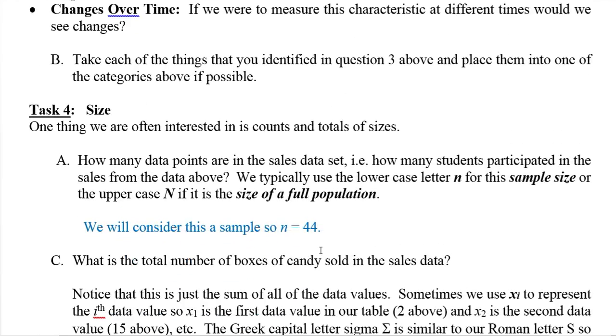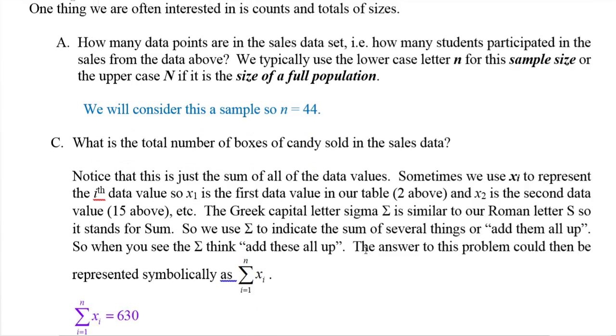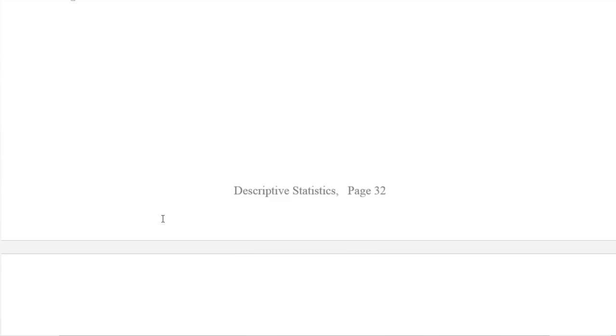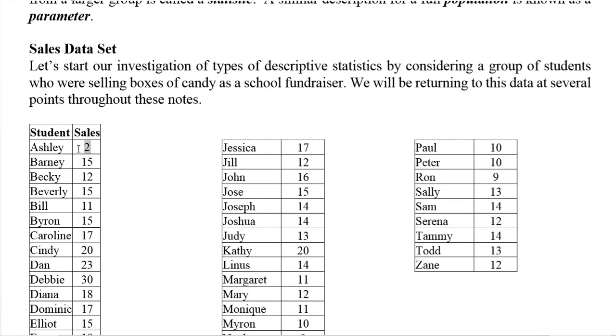44 is the count of how many. Let's say this is a sample, so n is 44. And so we might use this notation here. The sum from i equals 1 to n of x sub i is x1 plus x2 plus x3 plus x4. In other words, it's just adding up each one of these. This is x1, this one, 15, is x2, 12 is x3, and we're just adding up all those numbers.